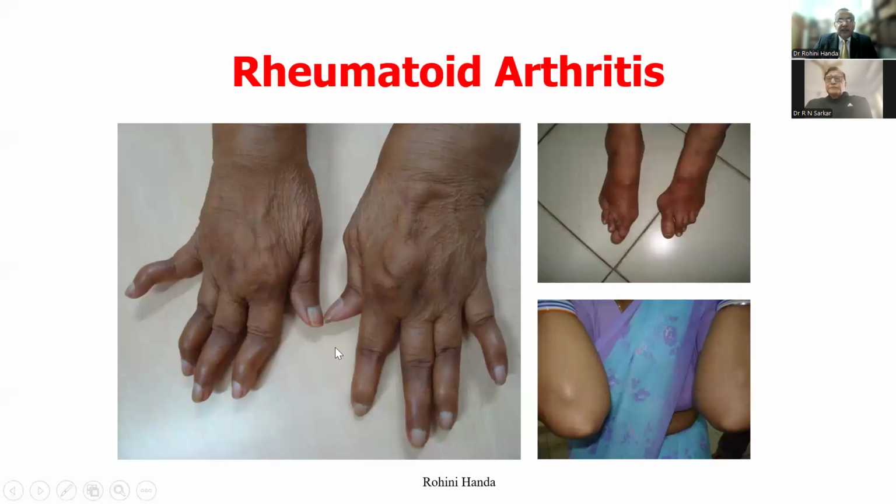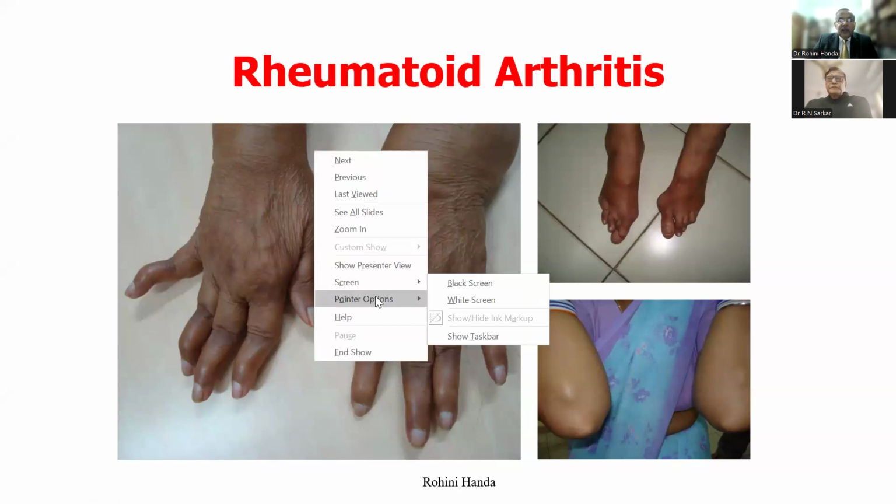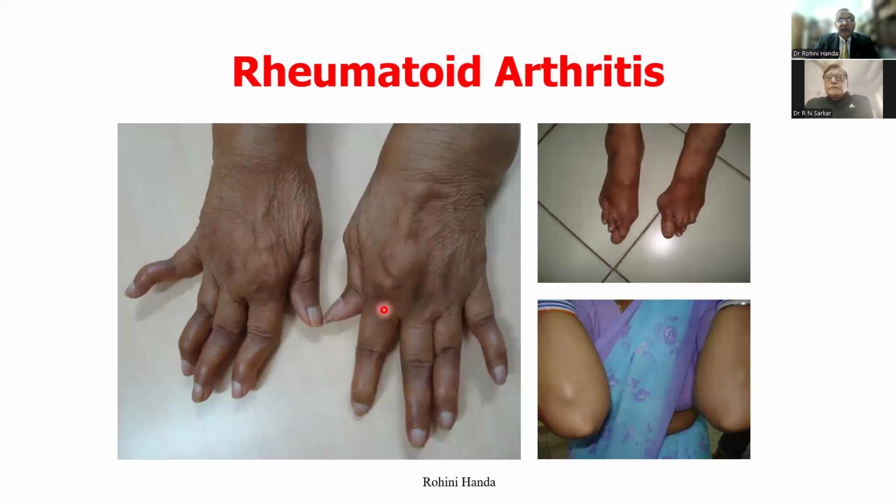Rheumatoid arthritis is the commonest inflammatory polyarthritis that you encounter in clinical practice. It is by no means the commonest joint disease that you come across. That distinction belongs to osteoarthritis.